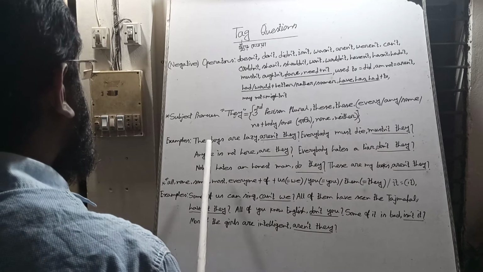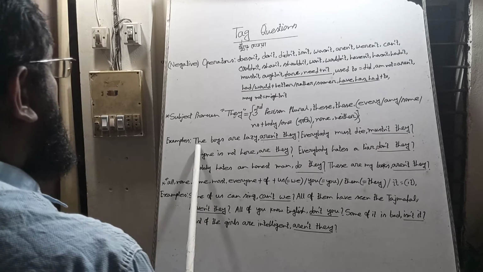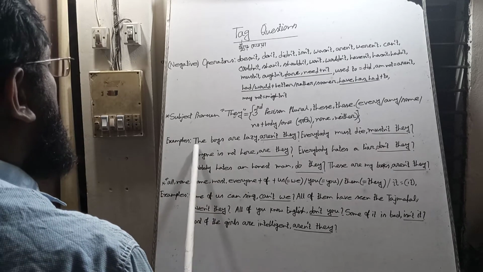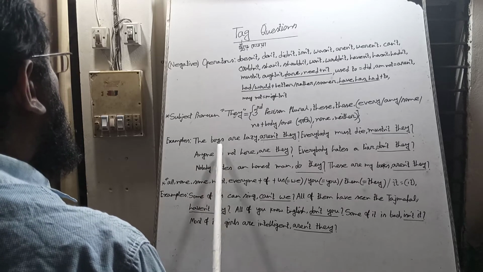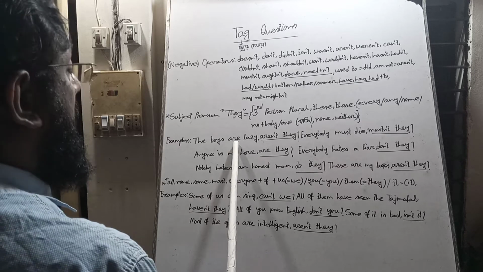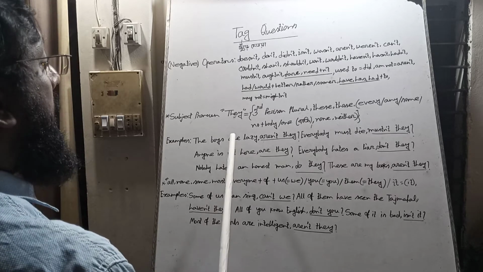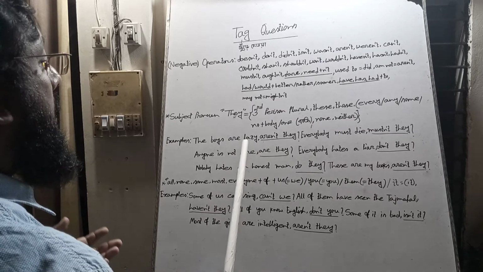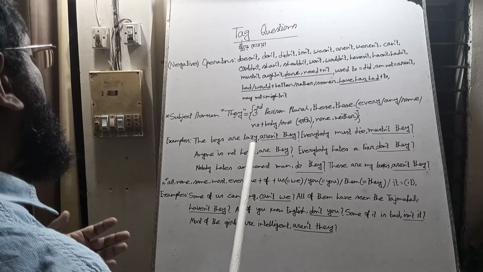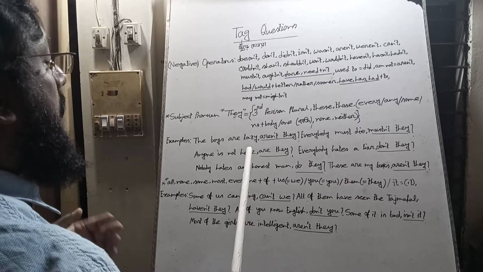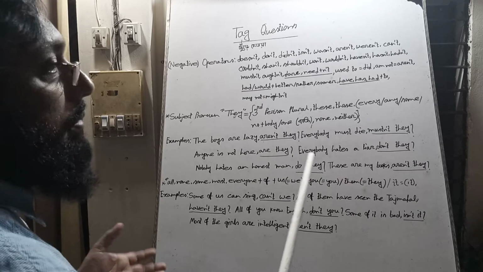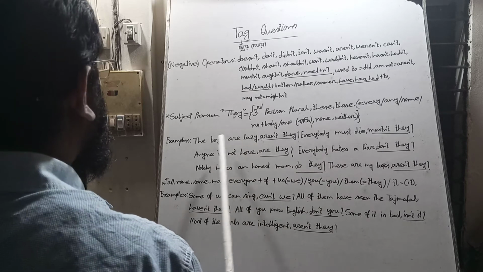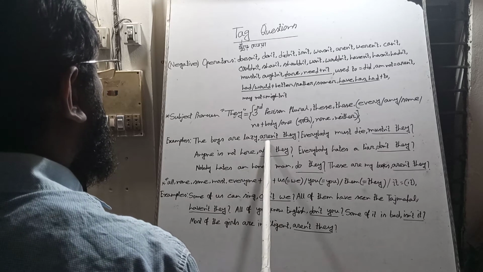For example, the boys are lazy. The subject the boys is third person plural, and the be verb is the main verb here. So we know when any be verb, I mean am, is, are, was, were, is the main verb, or have, has, had is the main verb, we can take them as auxiliary verbs. We take are as the auxiliary verb.